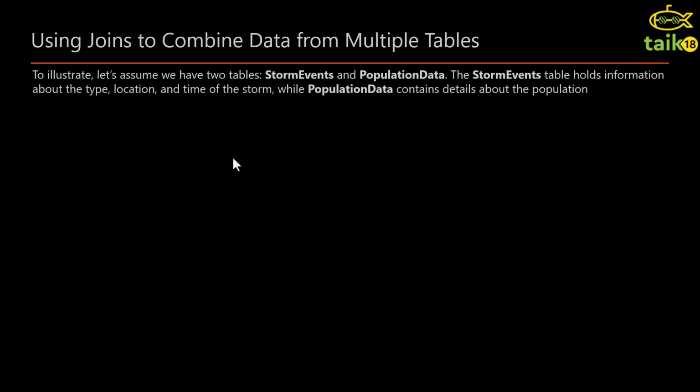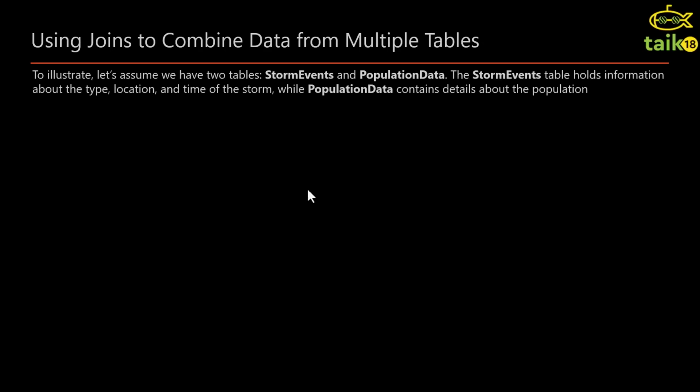So let's have a look at this example. Let's assume that we have two tables, which are storm events and population data. The storm events table holds the information about the type, location and time of the storm, while the population table contains the details about the populations in those states.